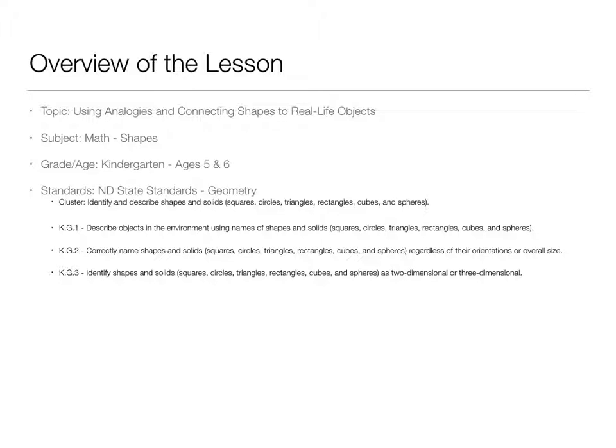For the standards, I took this from the North Dakota State Standards website. This is looking at geometry. K.J.1 is to describe objects in the environment using names of shapes and solids, so shapes such as squares, circles, triangles, rectangles, cubes, and spheres. K.J.2 is to correctly name shapes and solids, again the shapes I named above, regardless of their orientations or overall size. And K.J.3 is to identify shapes and solids, again those shapes I named above, while looking at two-dimensional or three-dimensional.